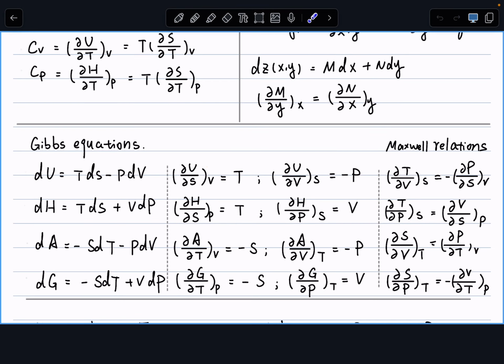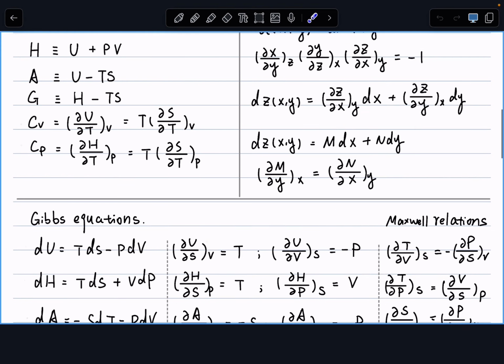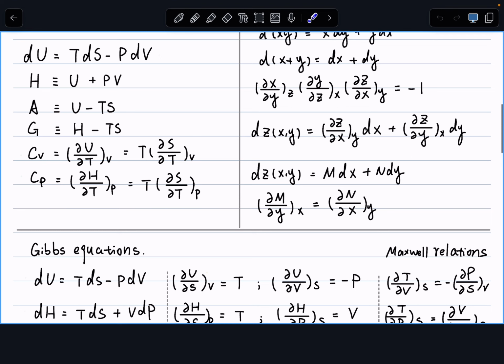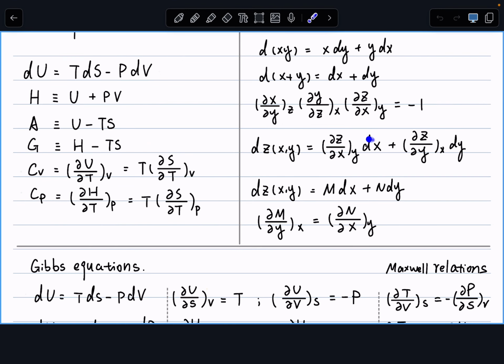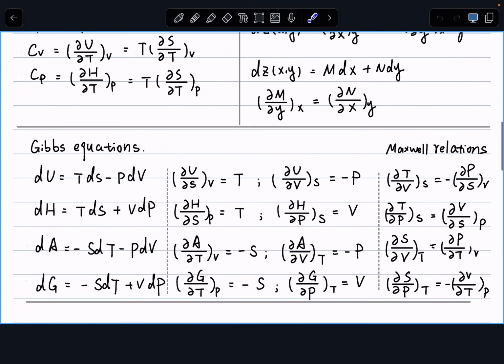And then from here, and also using the definitions of H, A, and G, we generated our set of Gibbs equations. Starting from the Gibbs equations, we know that we can write the total differential of a function with multiple variables as partial derivatives times the differential of each variable. So using the total differential, which is calculus, and our Gibbs equations, we get these relationships that link a partial derivative with a thermodynamic state function.